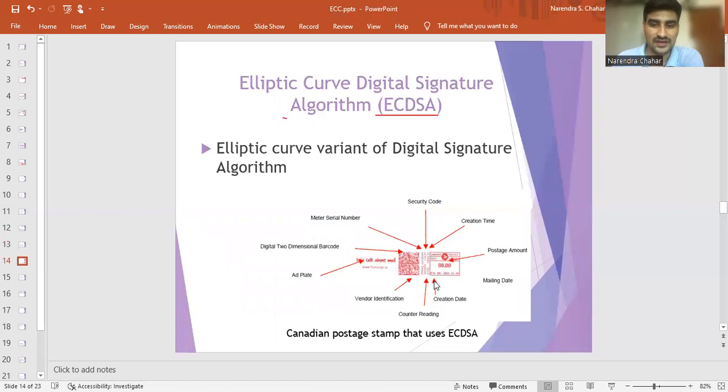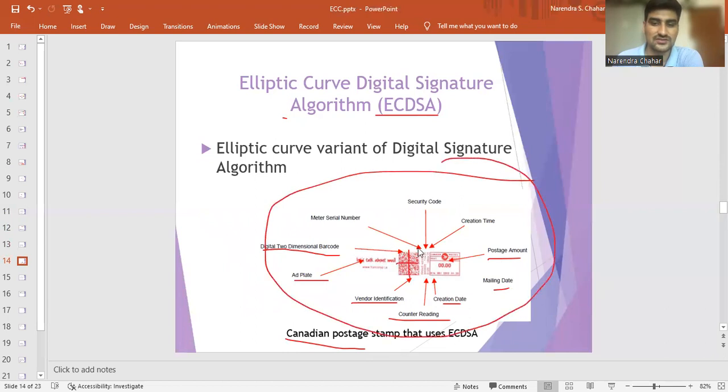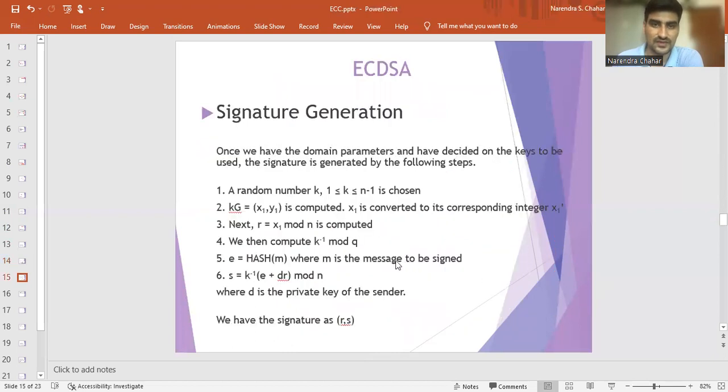Consider the Canadian postage stamp, which uses ECDSA. There is a security code, creation time, postage amount, mailing date, creation date, counter reading, vendor identification, and ad plate. There is a digital two-dimensional barcode carrying this data, like the serial number in the middle. So these are all the things available on this small postage stamp.